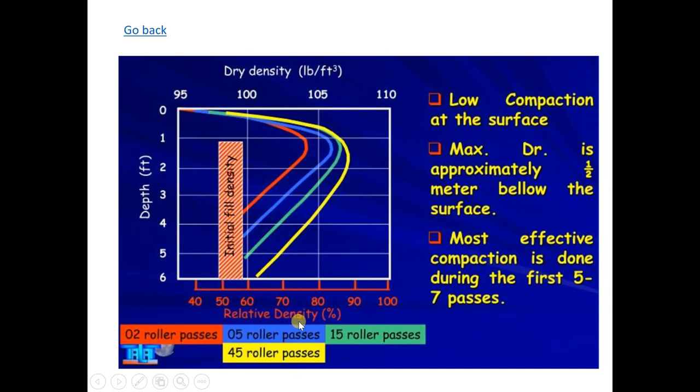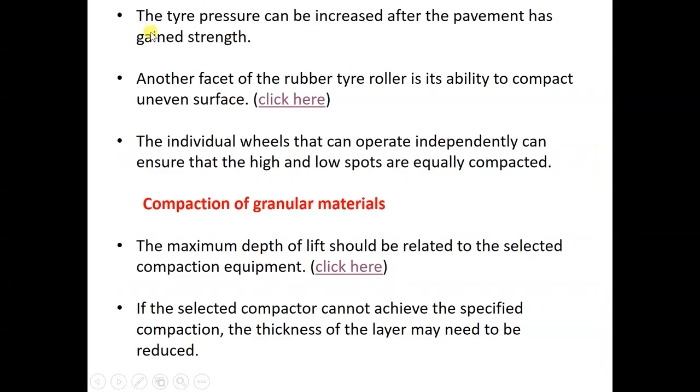Based on the compaction, to achieve that, if the layer is too thick, you're not going to compact it properly. So the optimum thickness, from this curve here, is about 1 foot, which is about 300 mm. But it normally depends on the size of the machine. Sometimes if the machine is lighter, it cannot compact 300. It may only be able to compact 150 mm.